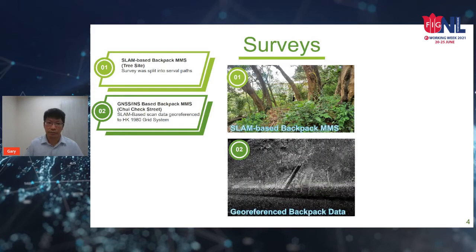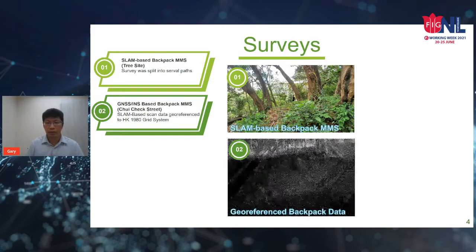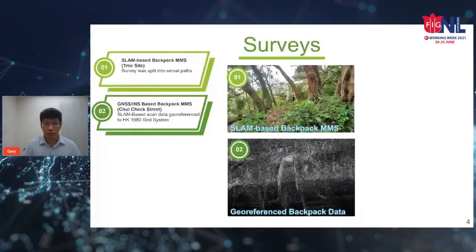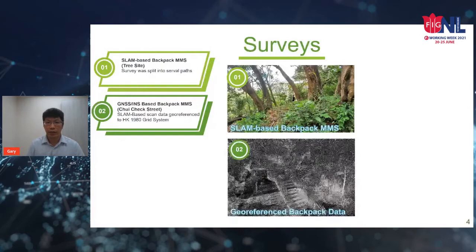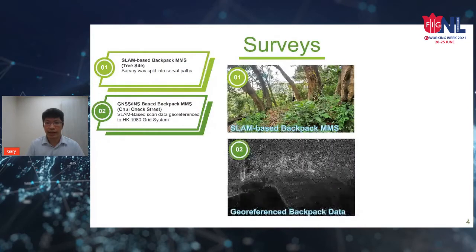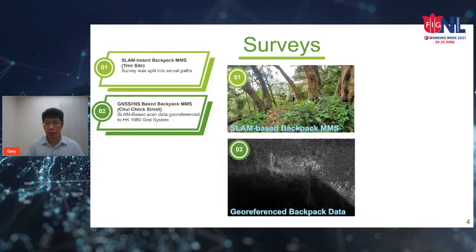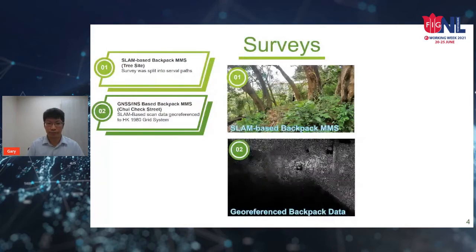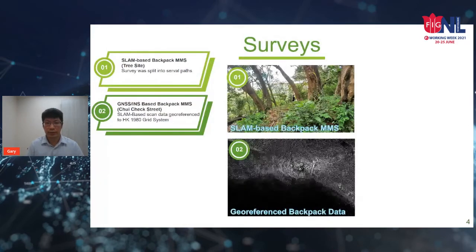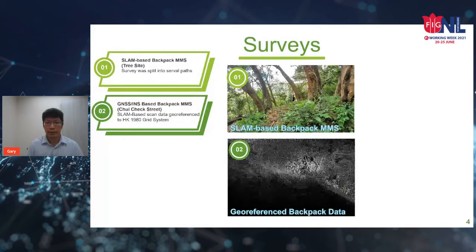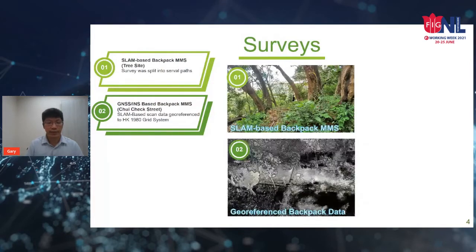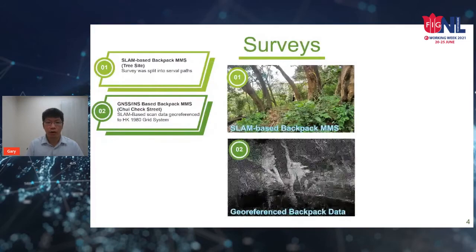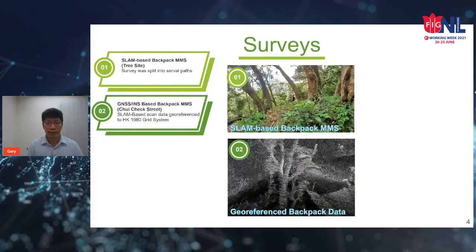Here is the point cloud data of the georeferenced backpack MMS data. Now we can see that this is the staircase from the ground level to the 3rd level. Now we can see the point cloud of an individual tree.